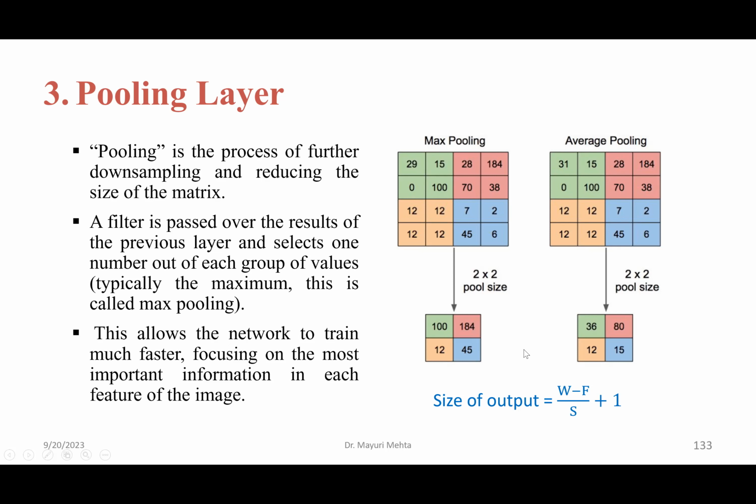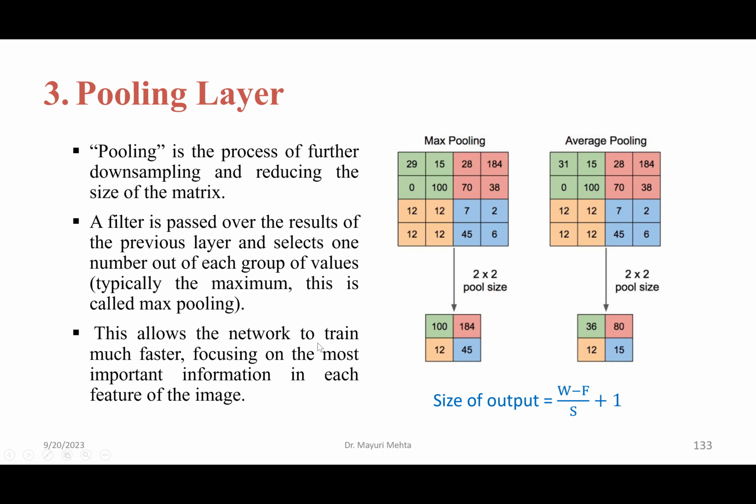Okay, now how do we decide the size of the output of the pooling layer? This is the formula: (W minus F) divided by S plus 1. W is again the input, 4, minus F, the filter, 2, divided by 2, plus 1. That gives us the size of the output. So this is how pooling works.